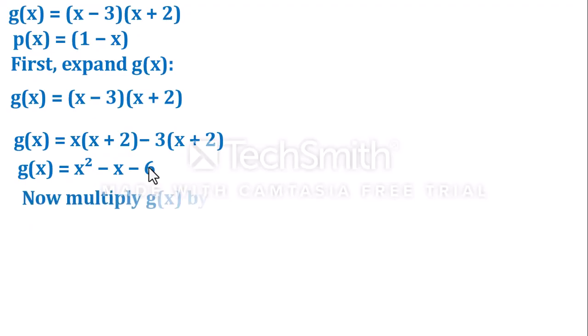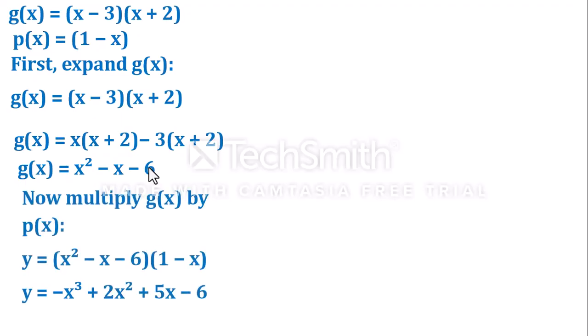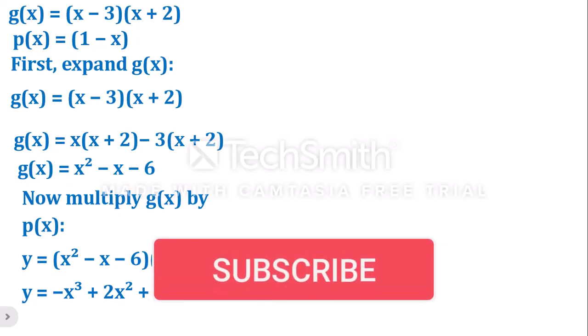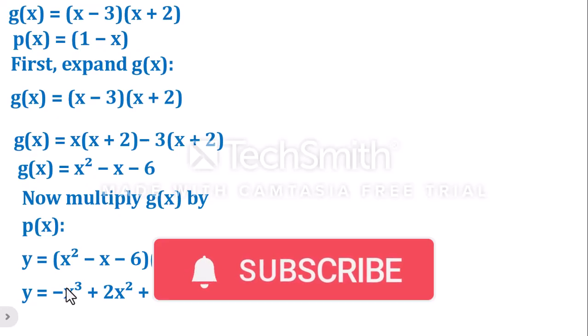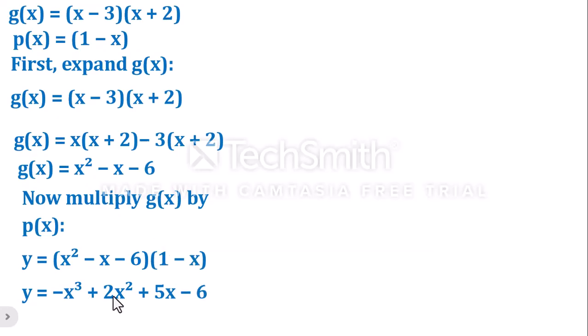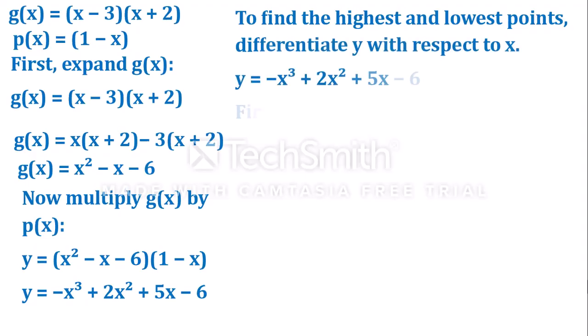Writing the given function. We start by writing down the given function, y equals the product of g of x and p of x. Before differentiating, we first expand the brackets so that the function is in its simplest algebraic form. The simplified equation is y equals -x cubed plus 2x squared plus 5x minus 6. After expanding the brackets and simplifying, the function becomes a polynomial in terms of x.